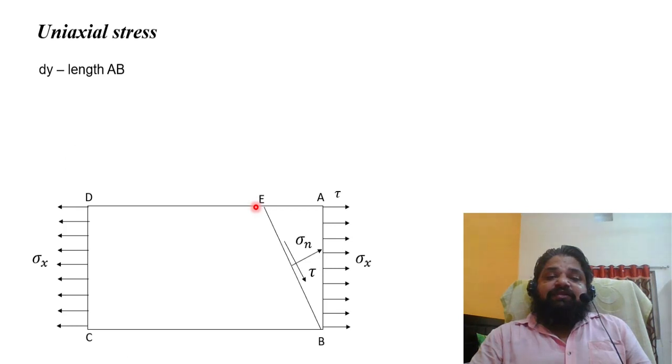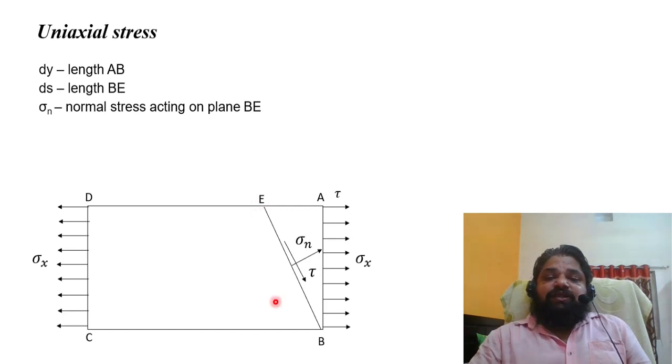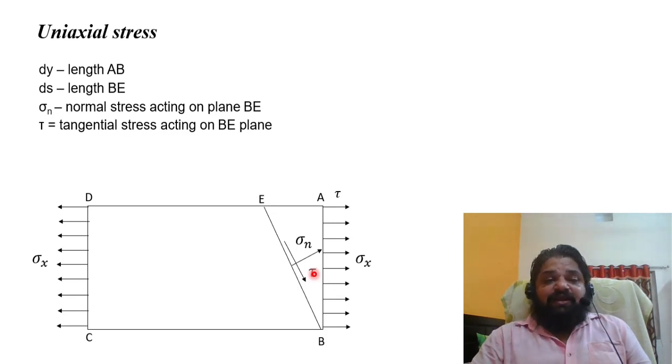Now dy is the length, and what is this dy? What is the ds? The dy is nothing but this length AB, and the length of B will be termed as ds, and it is the inclined plane on which I am interested to find out the normal and shear stress. Sigma n is the normal stress that we termed as sigma theta earlier, and similarly tau is the tangential stress acting on that plane B.